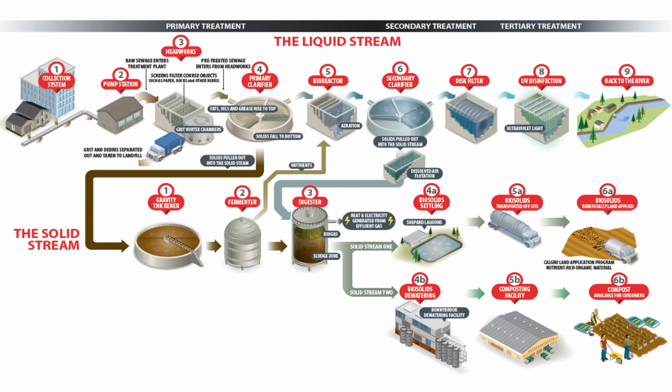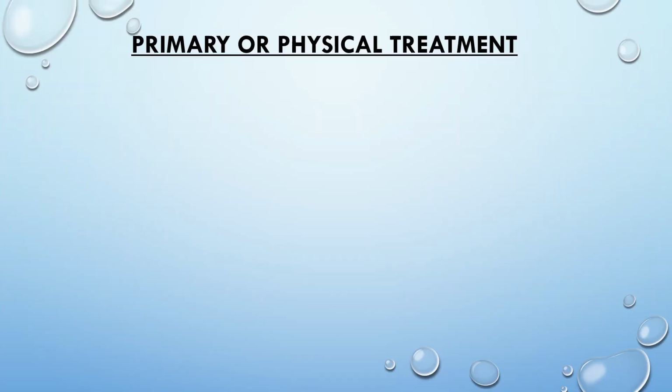You can see in the lower portion the sludge, which is produced from the primary and secondary clarifier and from the aeration train, is treated in the same process. Now let us take a look at the processes one by one. The first treatment process is primary or physical treatment.